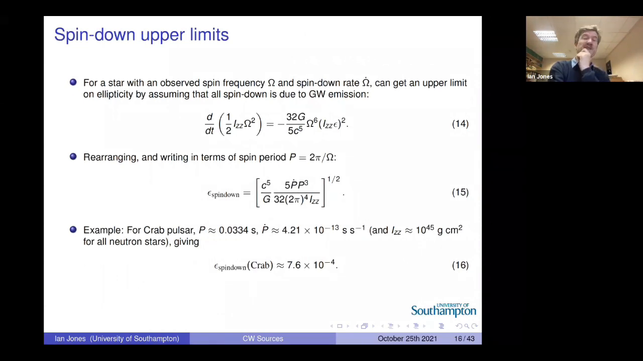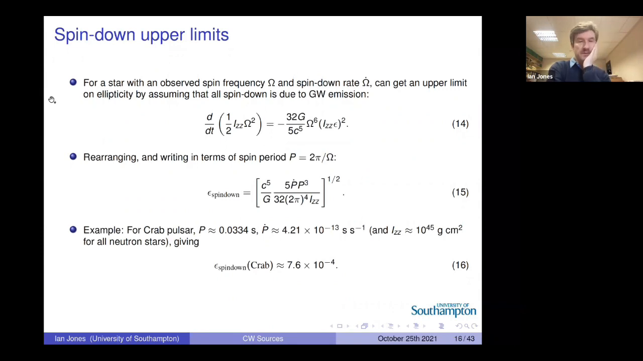So there's another thing that we can immediately do with energy conservation. If you look at any of the LIGO Virgo continuous wave papers that look for gravitational waves, you'll see the so-called spin down upper limit. And that's what I want to talk about on this slide.